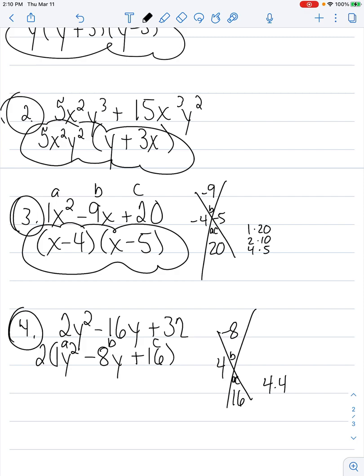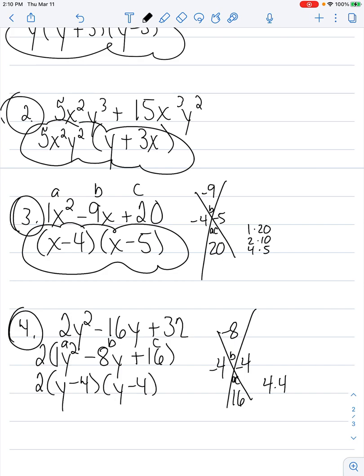I can already see that if I make both of those negative, it will give me negative 8. Negative 4 minus 4 is negative 8. Negative 4 times negative 4 is positive 16. So when I factor this, I end up with 2 times y minus 4 times y minus 4.